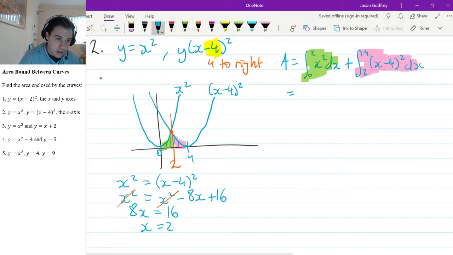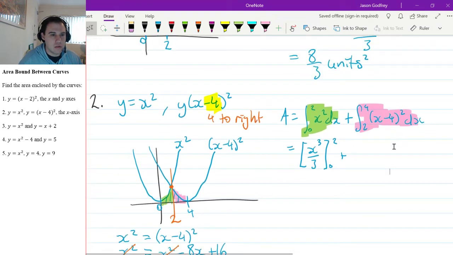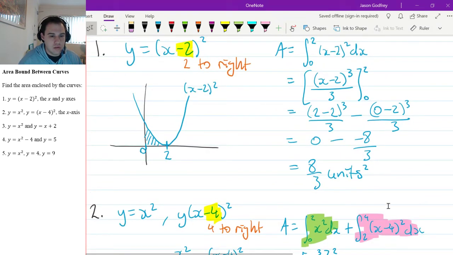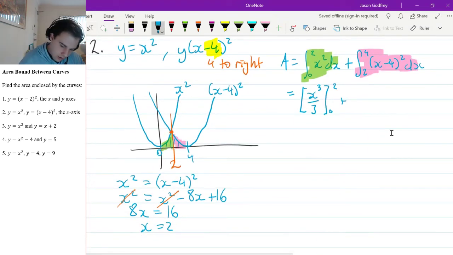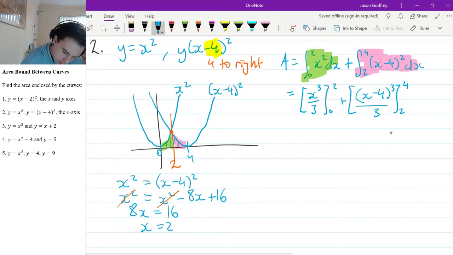So if we integrate x squared, we get x cubed on 3. This is going from 0 to 2. Plus, just like before with x minus 2 all squared, we've got x minus 4, the derivative is 1. So we can integrate this by adding 1 to the power and dividing by the new power. So x minus 4 all cubed on 3, and this is going from 2 to 4, and now the rest is just a matter of substituting in and evaluating.